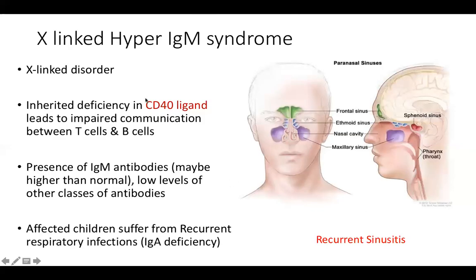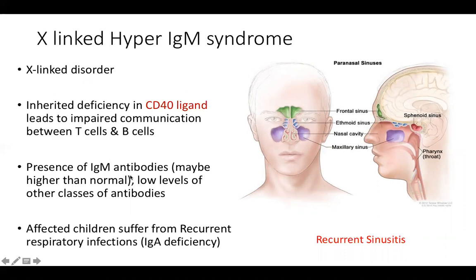So that was T cell defect or combined T plus B cell defect. Now coming to only B cell defects. The only disease that we'll look at is X-linked hyper-IgM syndrome. It's an X-linked disorder, and as I told you, the CD40 ligand is defective. Because of CD40 ligand defect, there is an impaired communication between T cells and B cells.